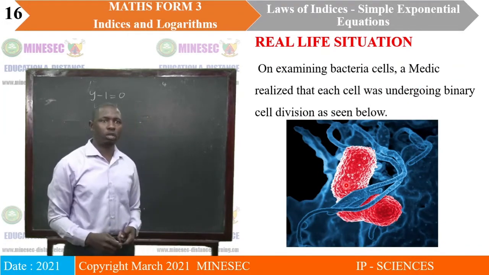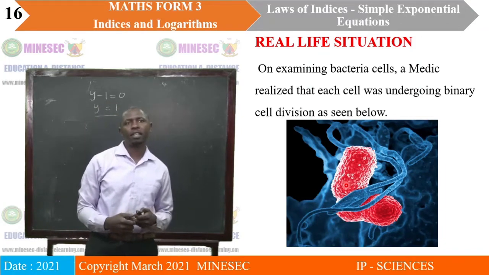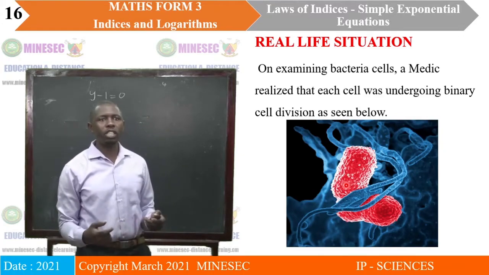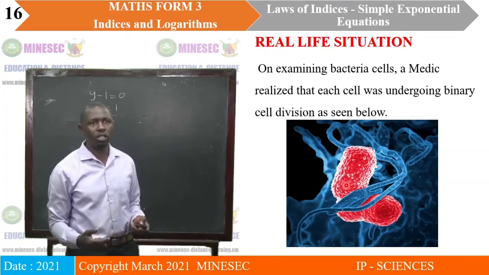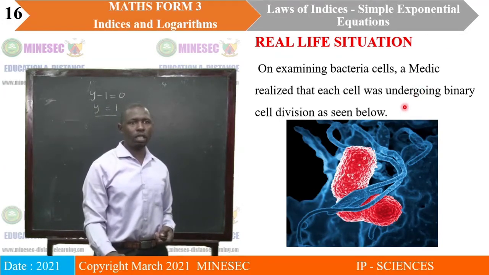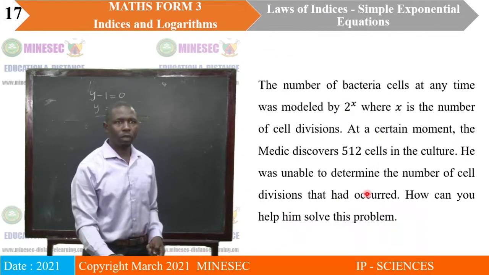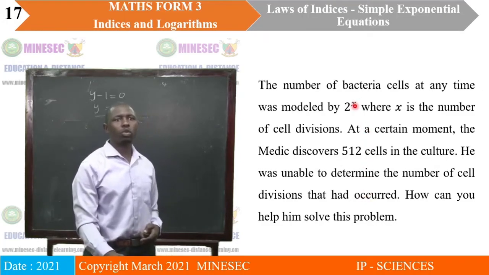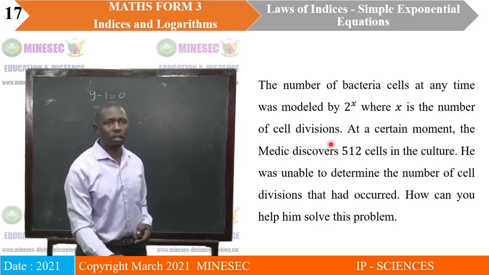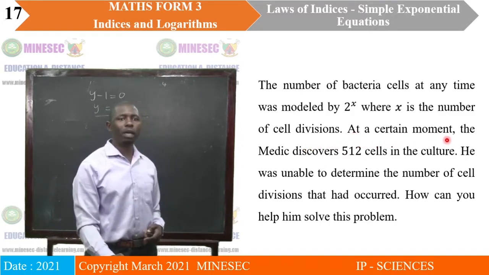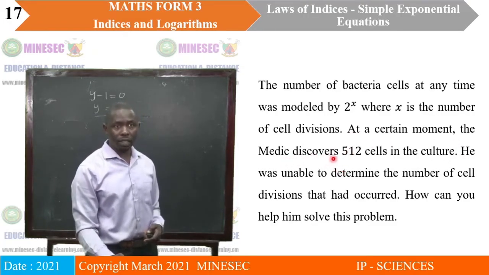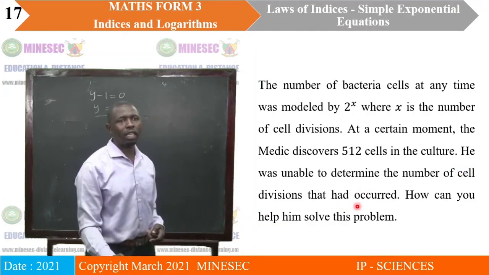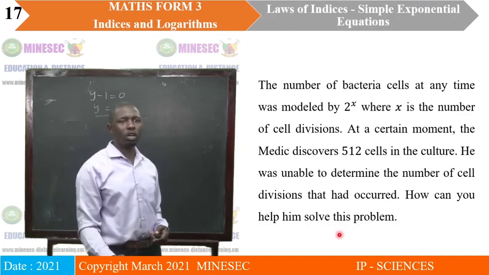So real life situation. On examining bacteria cells, a medic realized that each cell was undergoing binary cell division, as seen below. So you could see the cell undergoing cell division. The number of bacteria cells at any time was modeled by 2 raised to the power x, where x is the number of cell divisions. At a certain moment, the medic discovers 512 cells in the culture. He was unable to determine the number of cell divisions that had occurred. How can you help him solve this problem?